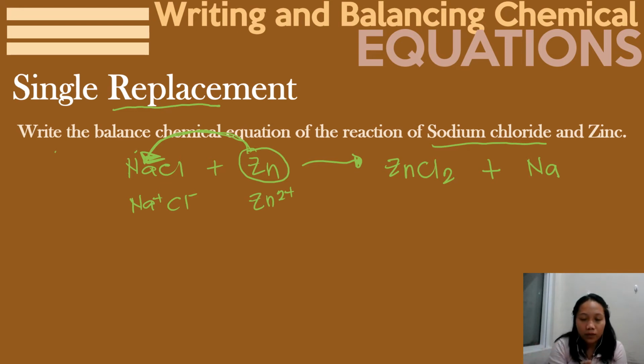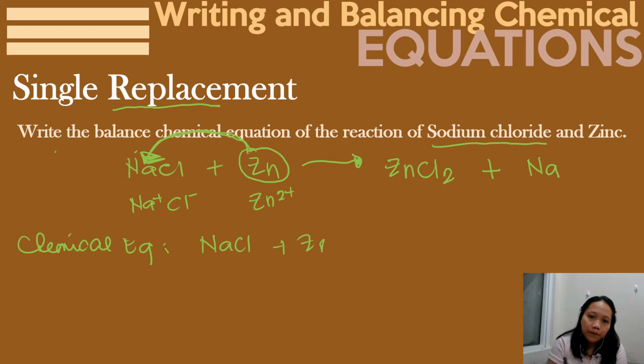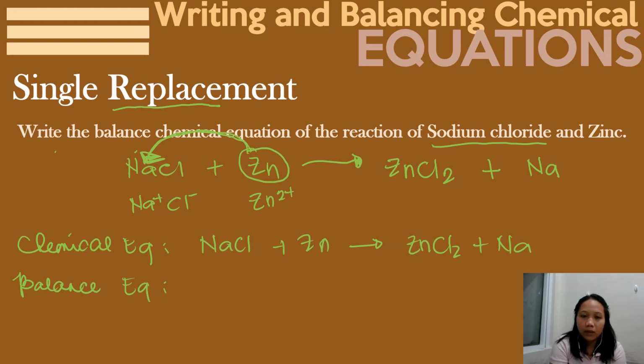And ngayon, nawala na ngayon si sodium. So you will have zinc chloride. Hindi naman nawala. Magiging single na siya. Okay? So it is a single replacement because you are replacing one part of the compound, which is in this case, cation. So you will have the chemical equation, rather, NaCl plus zinc yields to zinc chloride and sodium. And the next step is, of course, to have your balance equation because that is one asked in the problem. What is the balanced chemical equation?